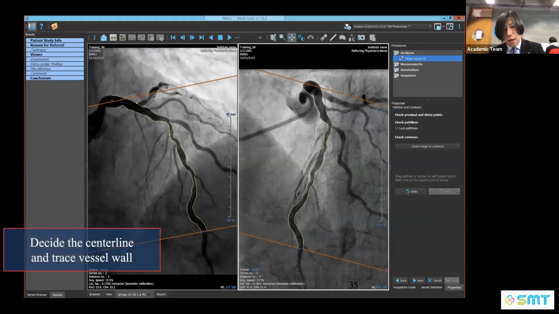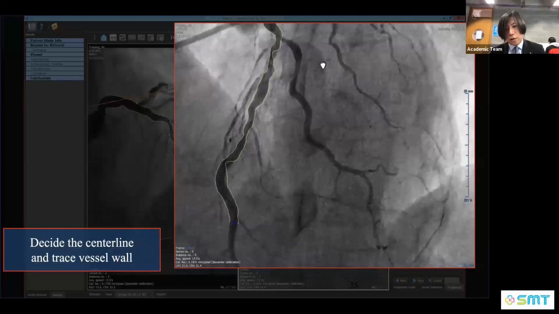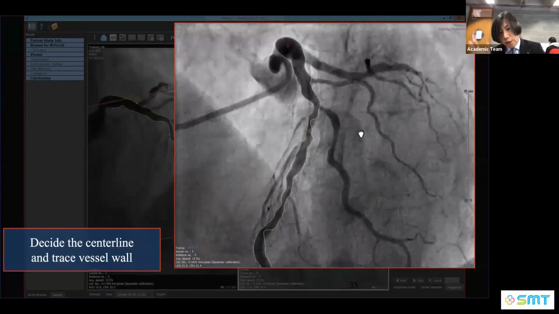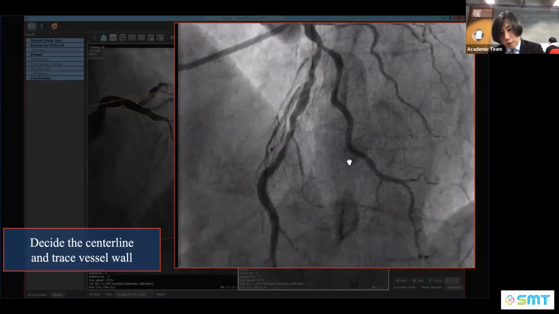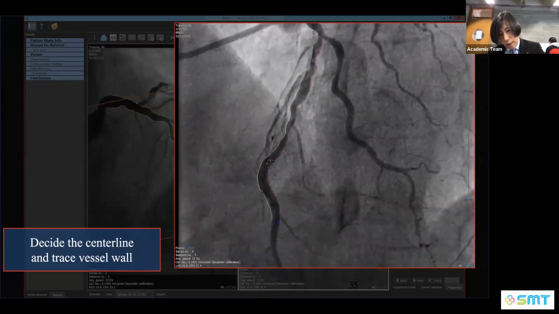And then you see this center line and trace of the vessel wall. Sometimes you have to correct a little bit the edge detection of the lumen border by the software, but it's not really significant changes. In this case, we had to change a little bit in two points, but it was a semi-automatic correction of the edge of the LAD.